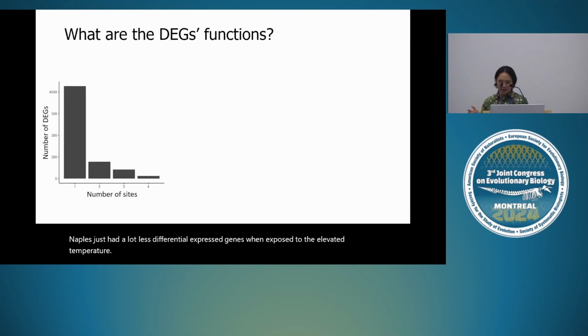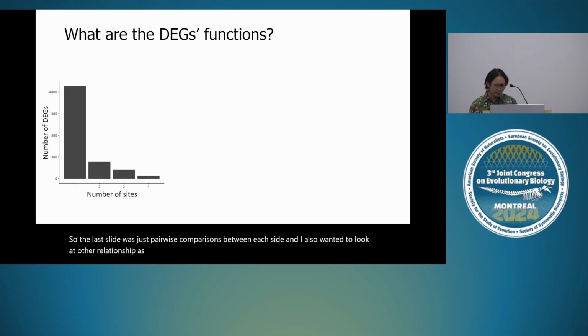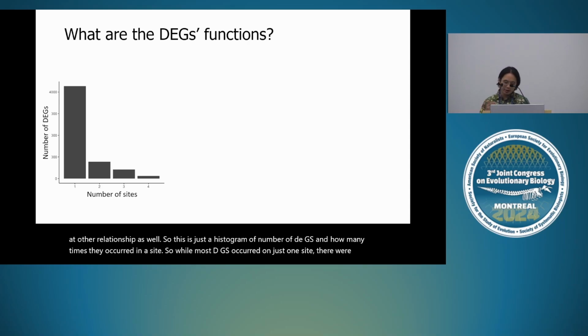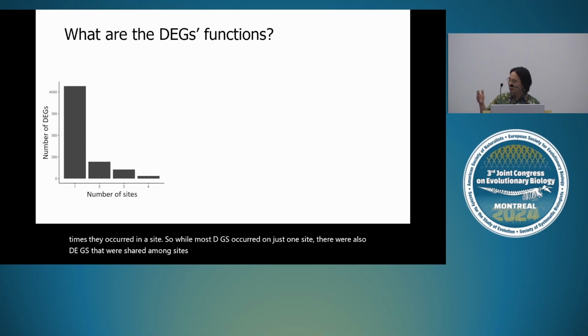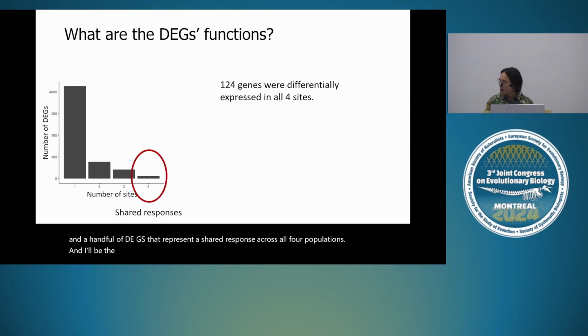The last slide was just pairwise comparisons between each site, and I also wanted to look at other relationships as well. So this is just a histogram of the number of DEGs and how many times they occurred in a site. While most DEGs occurred in just 1 site, there were also DEGs that were shared among sites, some of them within range, some among range, and a handful of DEGs that represent a shared response across all 4 populations, and that'll be the focus of the rest of the talk.